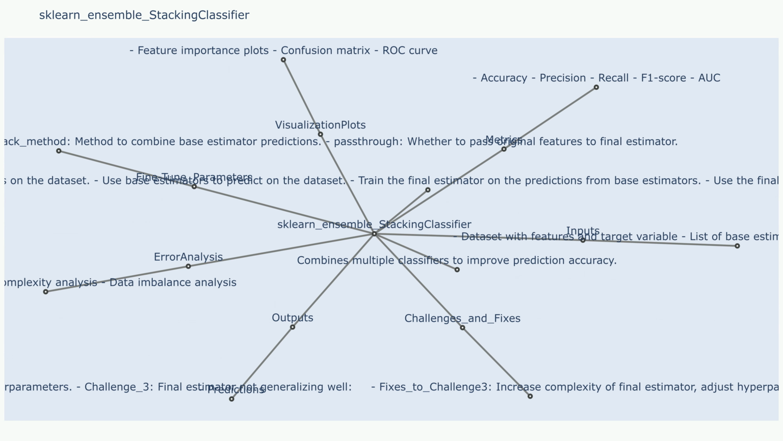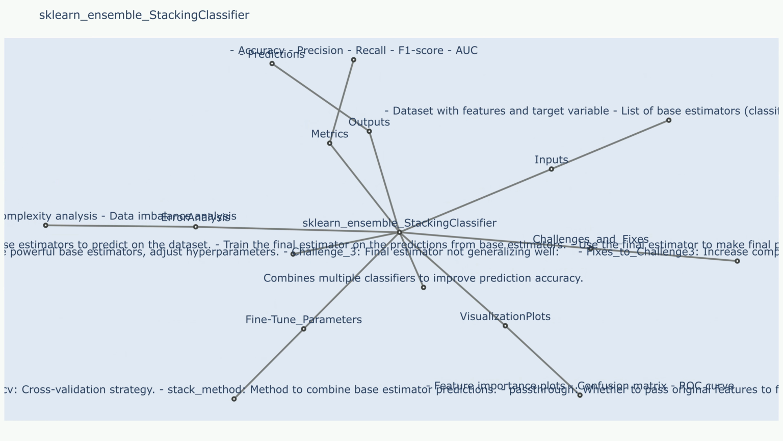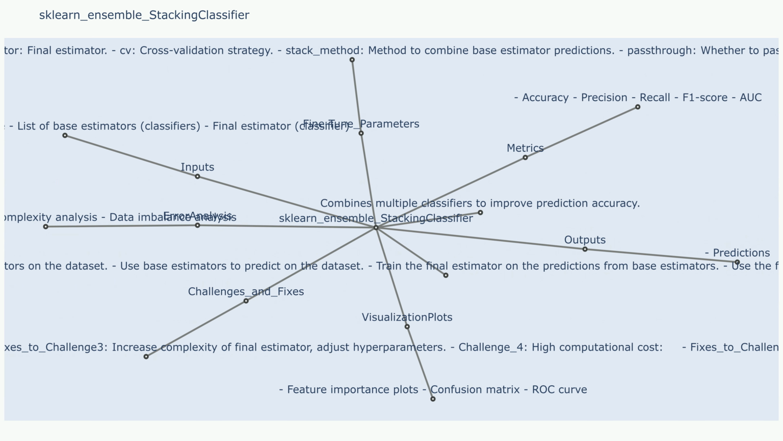Inputs: Base estimators list, a list of base classifiers that will be trained on the original dataset. Each base estimator should be an instance of a scikit-learn classifier class, e.g. logistic regression, random forest classifier, gradient boosting classifier, etc. Final estimator, a scikit-learn classifier that will be trained on the predictions of the base estimators. This meta estimator combines the outputs of the base models to make the final prediction.